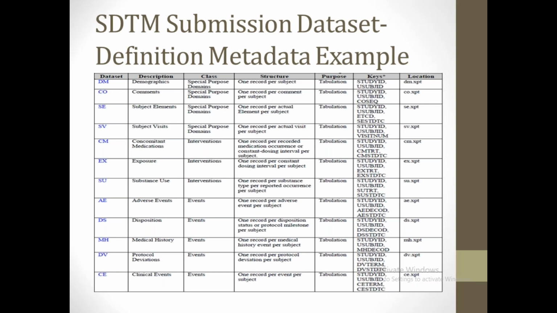CM, concomitant medications. You can see the class also, special purpose domain, interventions. I already covered the class, I'm explaining the data structure now. CM, one record per recorded medication occurrence or constant dosing interval per subject. Suppose subject number 1 has taken a drug from 1st Jan to 5th Jan, twice daily. So the dosing frequency is twice daily. Twice daily is BID. BID means twice daily.